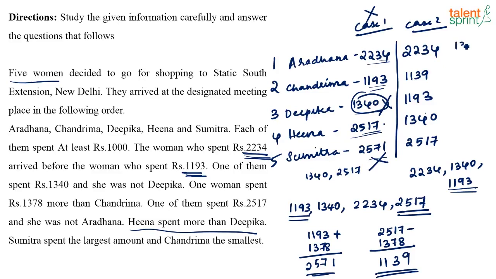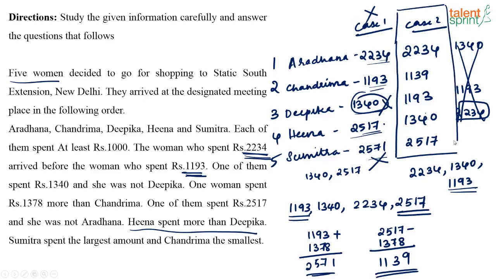Try putting it any other way, it will not come correct. Try to put this as 1340. Then here you will be left with 2234 and 1193, right? So obviously you have to put 1193 here, 2234 here. But the condition that the person who spends 2234 arrives before 1193 will go wrong. So any other possibility will go wrong. So the correct case is this. This is our final arrangement. Aradhana spends 2234 rupees, Chandrima spends 1139 rupees, Deepika spends 1193 rupees, Hina spends 1340 rupees and Sumitra spends 2517 rupees. Only in this condition all the things are satisfied.